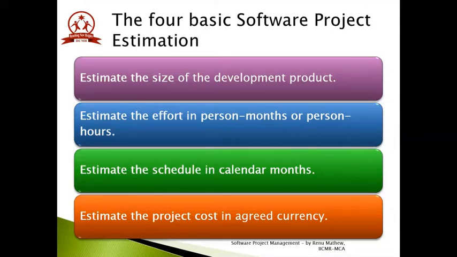The four basic software project estimations are: estimating the size of the development effort, estimating the effort in person months or person hours, estimating the schedule in calendar months, and estimating the project cost in the agreed currency.